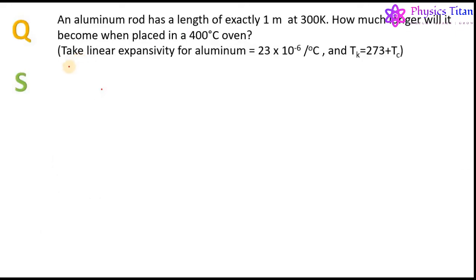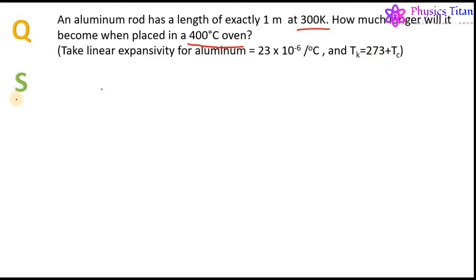Let us understand this concept more with the help of an example. An aluminum rod has a length of exactly 1 meter at 300 Kelvin. How much longer will it become when placed in a 400 degrees Celsius oven? Take linear expansivity for aluminum equals 23 into 10 to the power minus 6 per degree Celsius, and the conversion unit is temperature in Kelvin equals 273 plus temperature in degree Celsius.